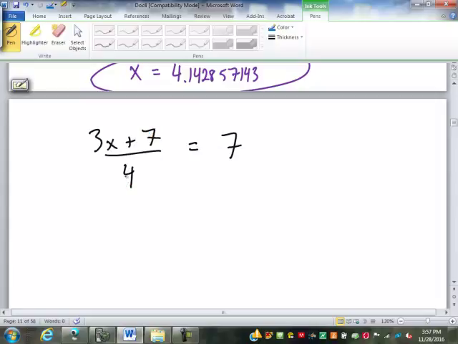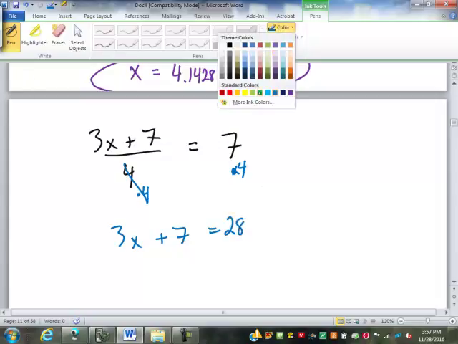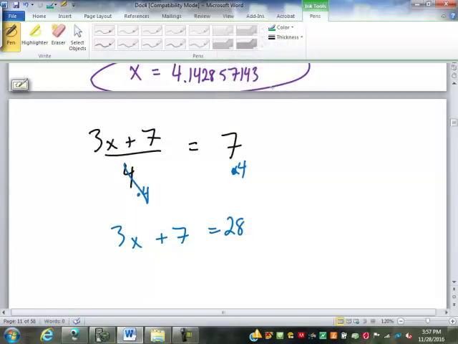So when we go to take it apart, we reverse that order. We're going to multiply by 4 first. Gets rid of that 4. Leaves us with just 3x plus 7 over here. Multiplying by 4 on the other side, 7 times 4 is 28. And now it's back to that form where we know how to solve it.